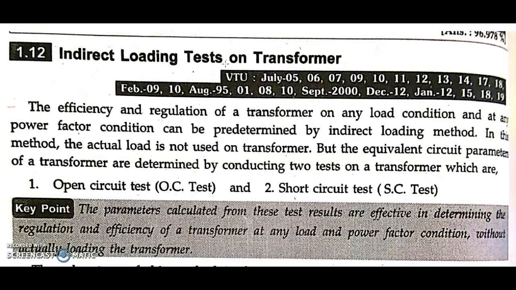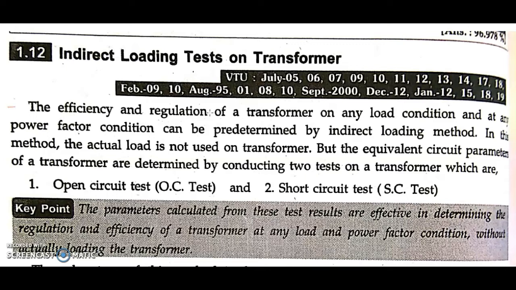Okay, so the advantage of this type of test is you can calculate efficiency at any load, like 50% of load, 60% of load, 80% of load, or 90%, even 100%. Any percentage of load, efficiency you can calculate without loading. Without loading you can calculate the efficiency, and also with any power factor. By using any power factor you can calculate the efficiency of the transformer.